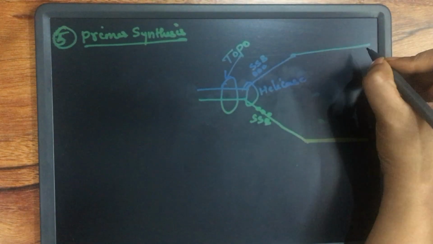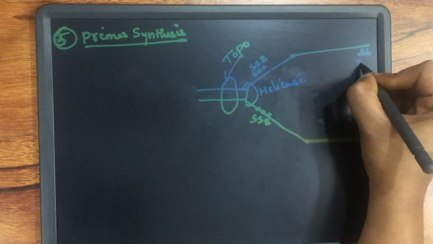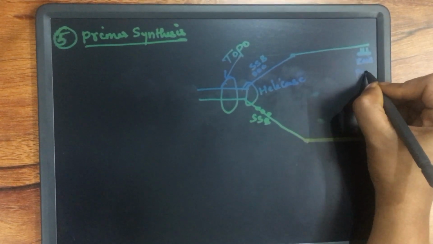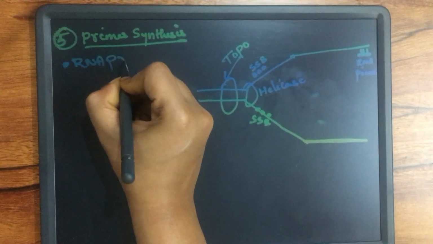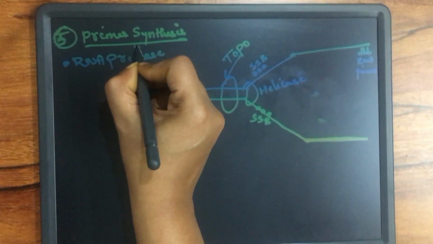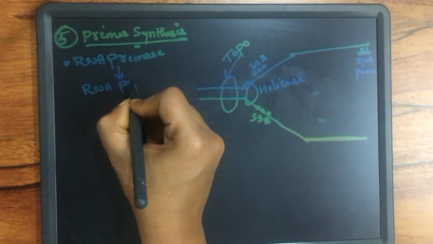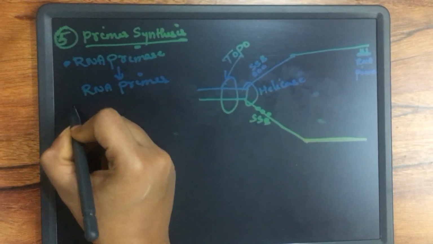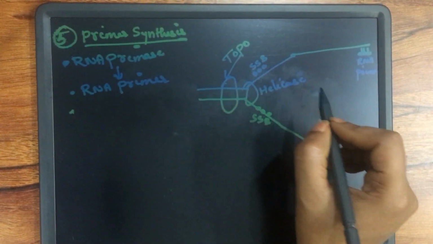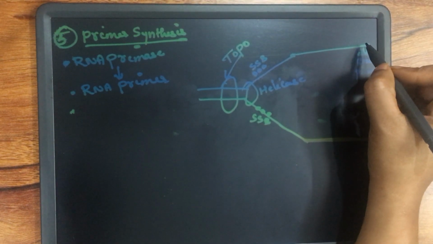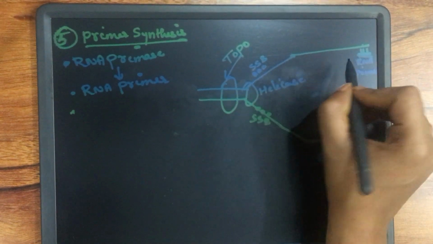Here an RNA primer is attached. So which enzyme is acting now? RNA primase synthesizes the RNA primer. This RNA primer is complementary to the single-stranded DNA template, and it acts as a starting point for the DNA synthesis.